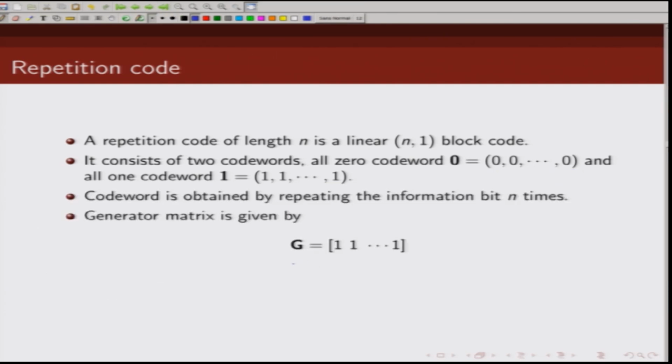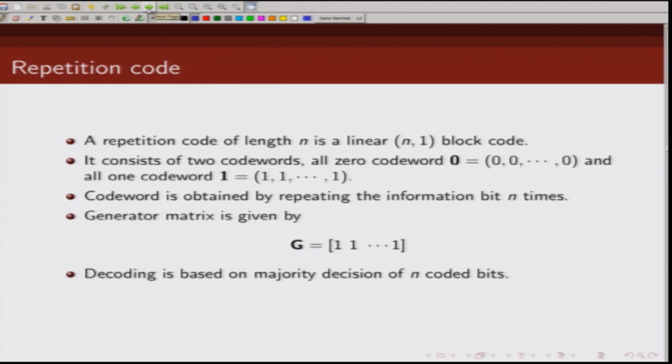So, we can then write down our generator matrix. If V is the coded sequence and U is the information sequence, they are related to the generator matrix in this particular way. Since our output is the bit repeated n times, the generator matrix for the repetition code will be all ones. So, this is 1 cross n.